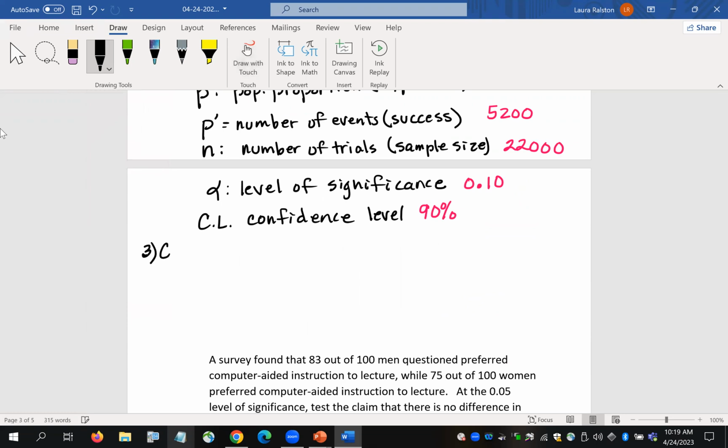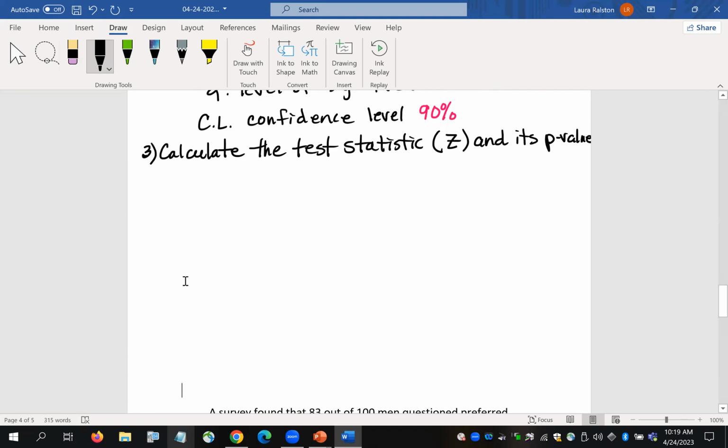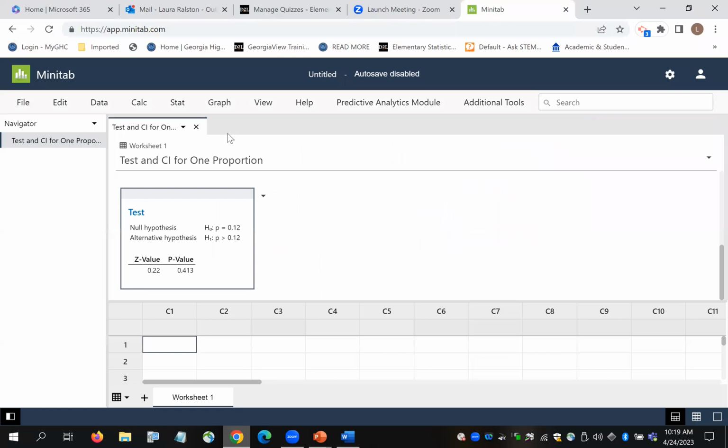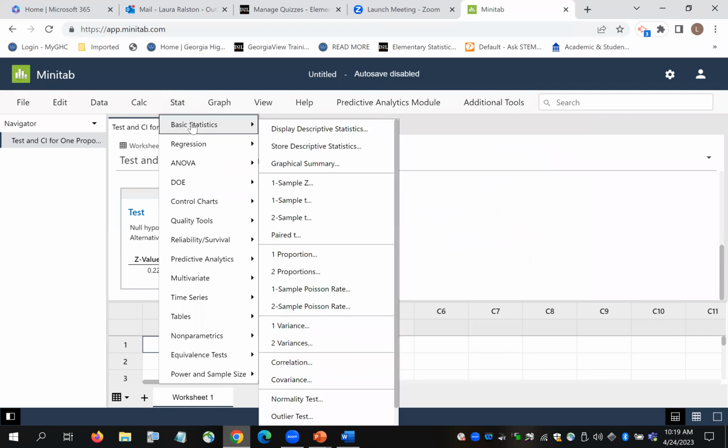Then the third step is to calculate the test statistic, which will be a Z, and its p-value, which we do in Minitab. So I'm going over to Minitab. Stat, basic statistics, 1 proportion.